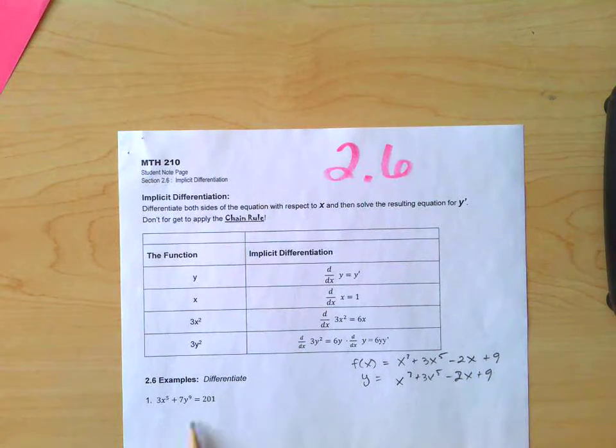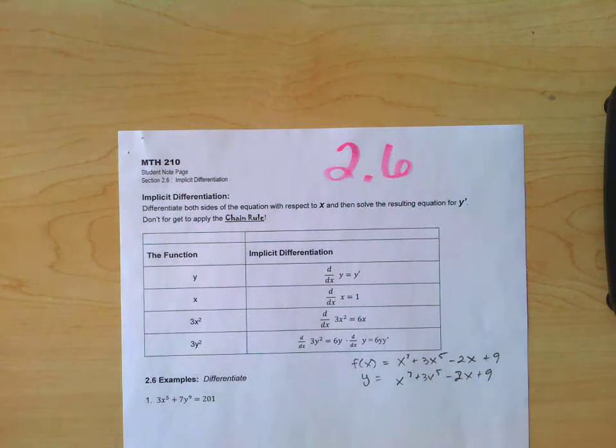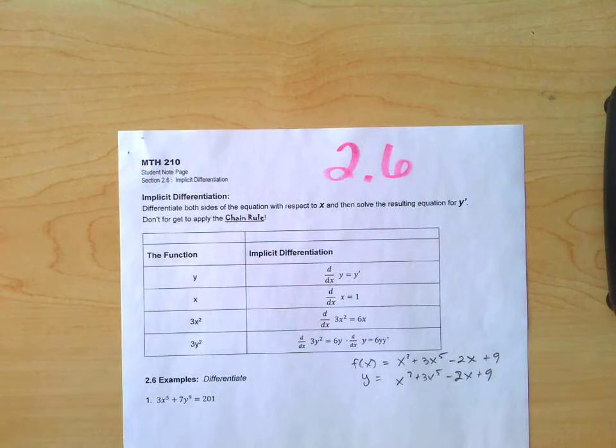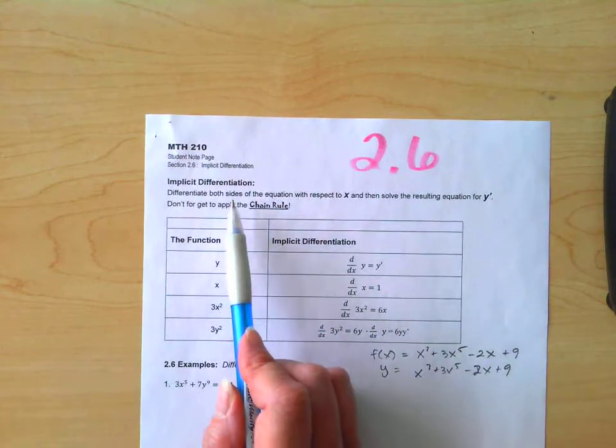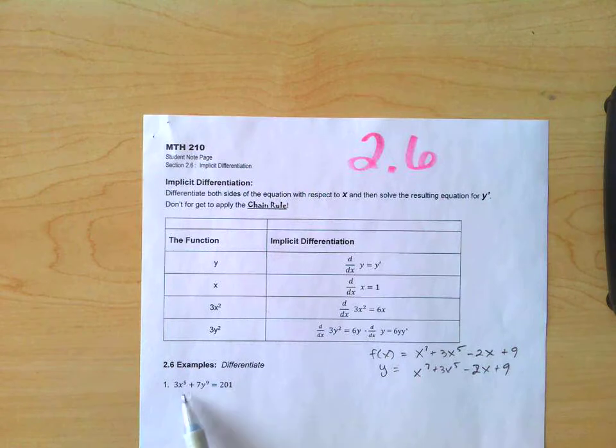Now we could solve this for y. We could get y equals the 9th root of negative 3x to the 5th plus 201, divided by 7. But that's going to make for quite a messy problem to work with. So we have this other process called implicit differentiation. Here's how it works.